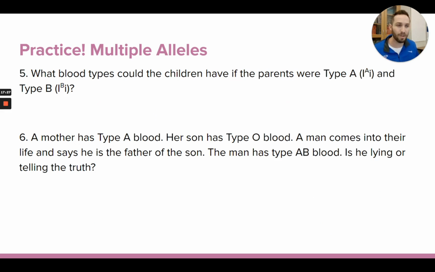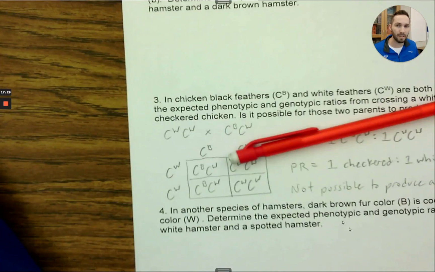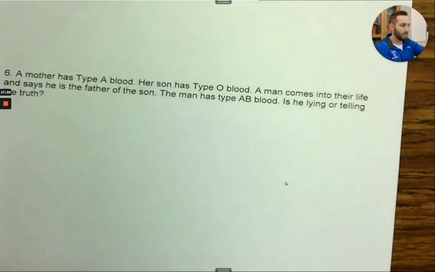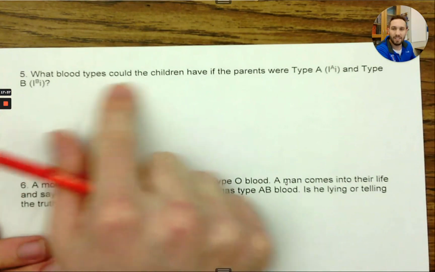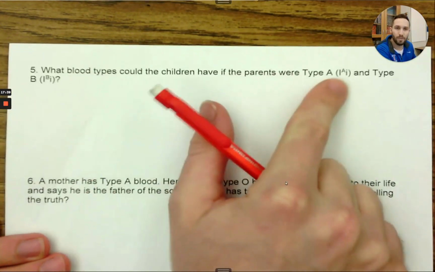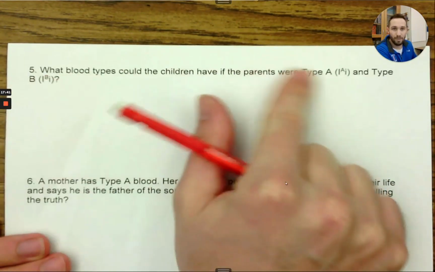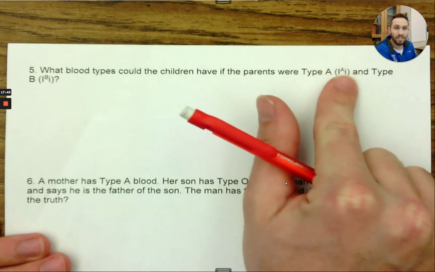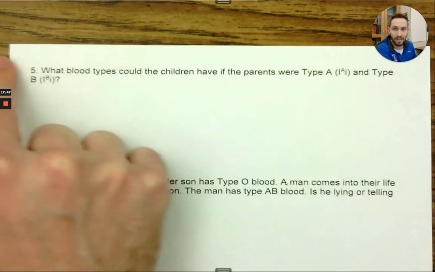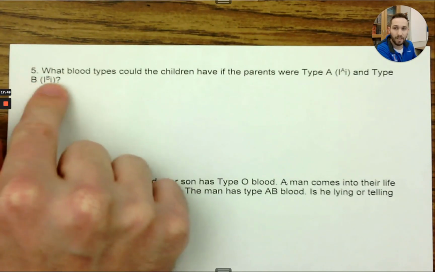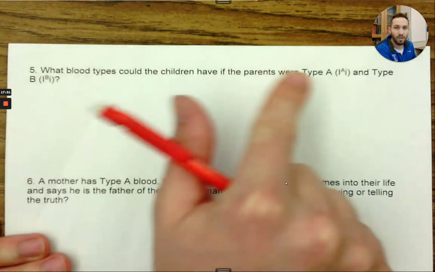So here's an example. I'll pull it up on my paper and do one of these with you. If you look at number 5, it says, what blood types could the children have if the parents were type A and type B? One parent is type A, and they specifically tell you that parent's heterozygous. They have an A allele and an O allele. A is dominant, so they have type A blood. And type B, this person's also heterozygous, a B allele and an O allele, but they have type B blood.